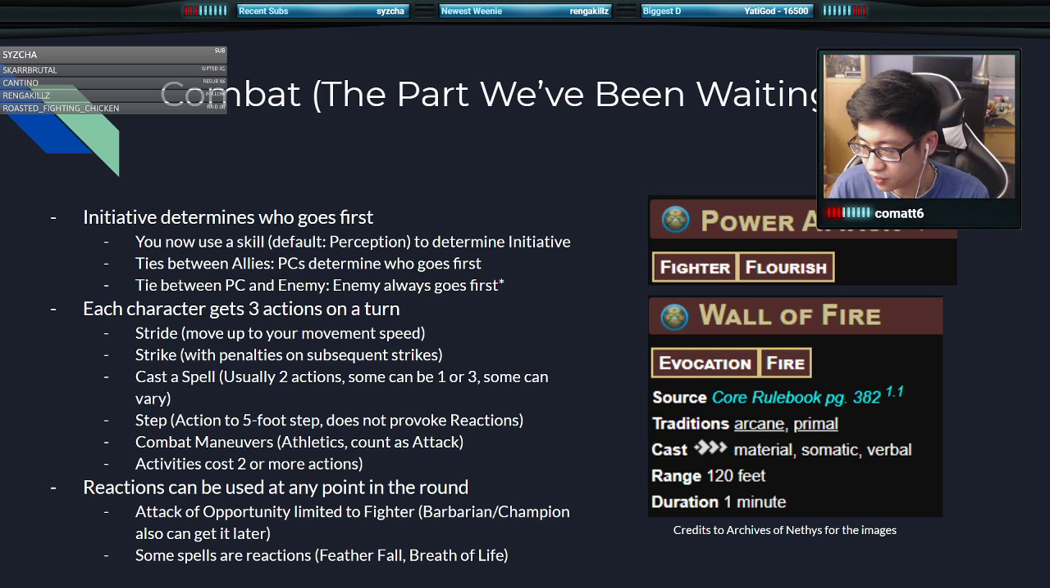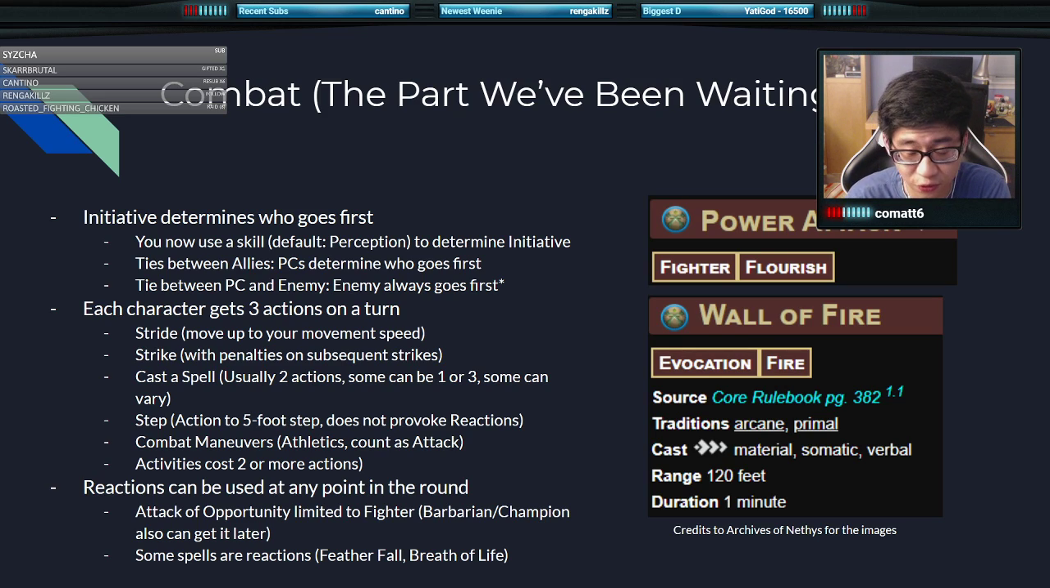So there are multiple parts to combat. The first thing that everyone will do is roll initiative. This will determine the turn order and see who goes first, who goes second, and who goes last. You will now use a certain skill when you roll initiative. The default is perception, but it can change depending on the situation you're in. For instance, if you were climbing and get ambushed during the middle of climbing, I'd allow you to use athletics.